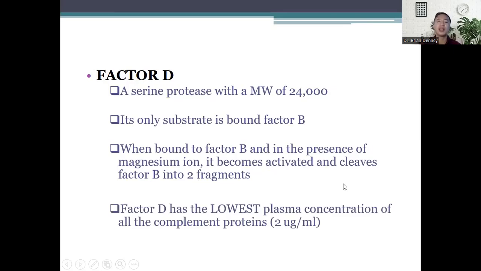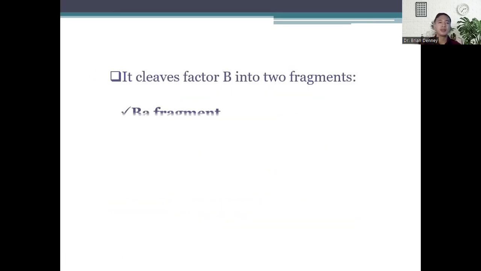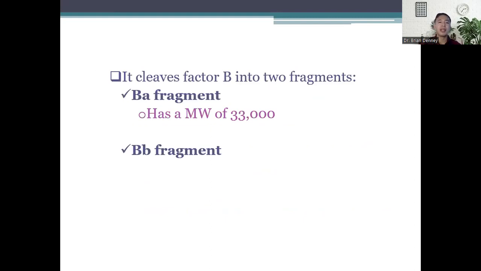And what are these fragments? We have Ba fragment and Bb fragment. Ba has a molecular weight of 33,000, whereas Bb has a molecular weight of 60,000. So which of these complement proteins now is the larger fragment? Very good, Bb. Which is the smaller fragment? Ba. So which participates in the cascade? The larger fragment, which is the Bb fragment.